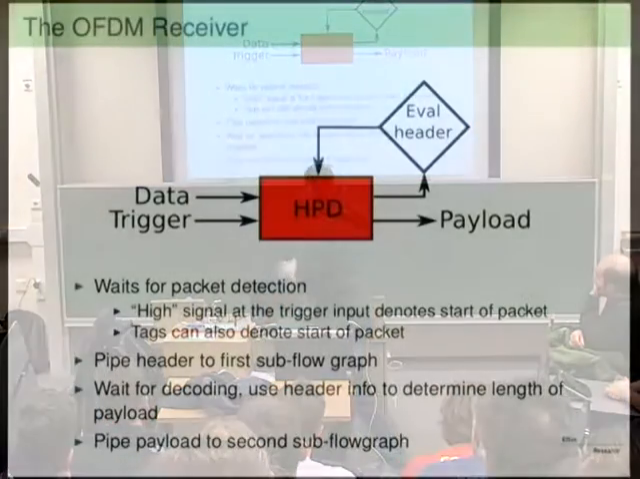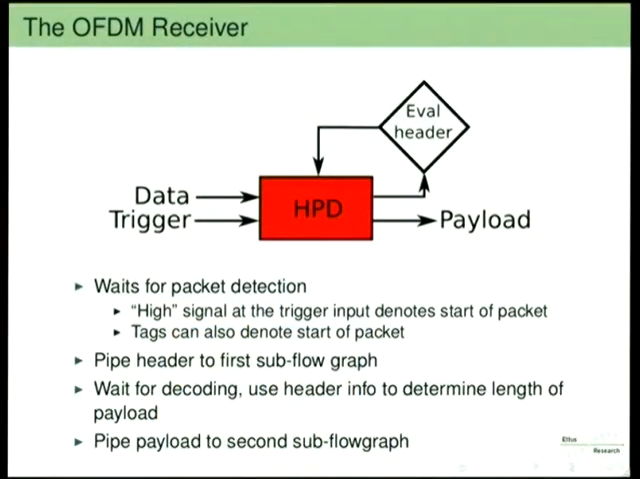Okay, so to reiterate, the header payload demuxer takes care of this pseudo stateful problem. We get the data, someone tells us when the packet starts, we evaluate the header, and then we can transmit the payload.